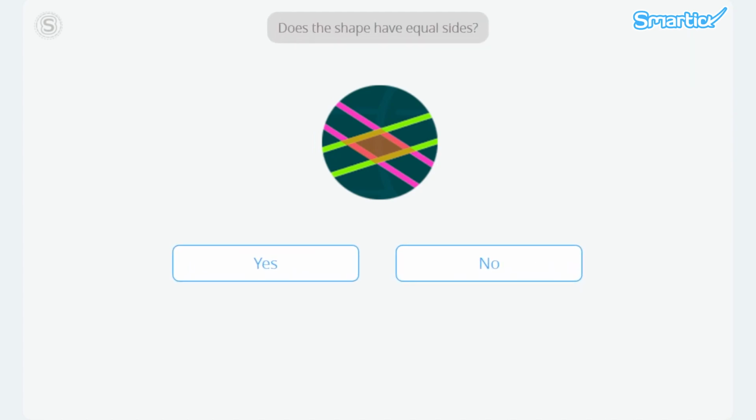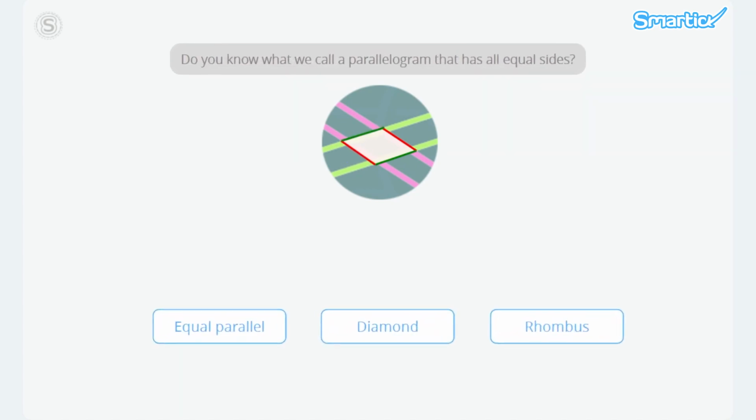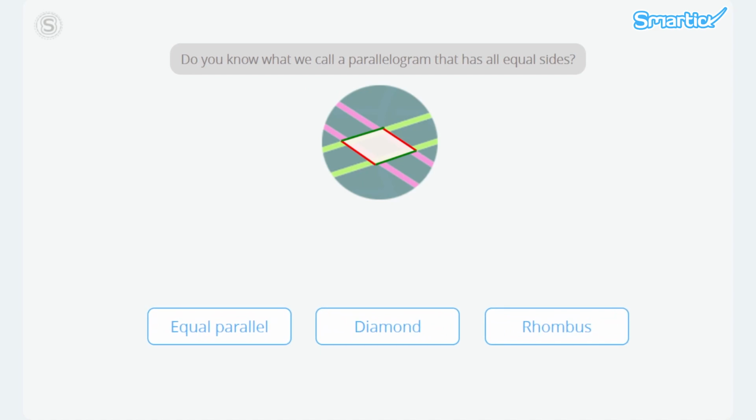We're going to take another look at the shape that Amy and Zoe's laser pointers make. Are the sides of the shape equal? Yes, they are. Since the rays of each laser pointer are separated by the same distance, when they cross, they form a figure with equal sides. Do you know what we call a parallelogram that has all equal sides? I think it's called a rhombus.